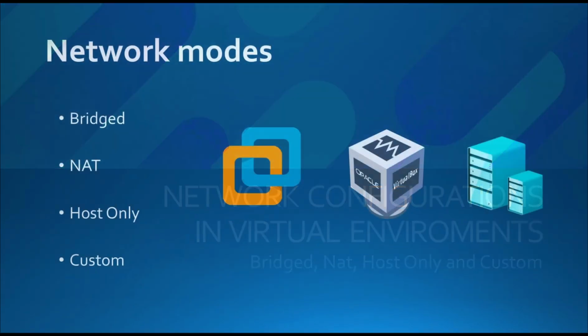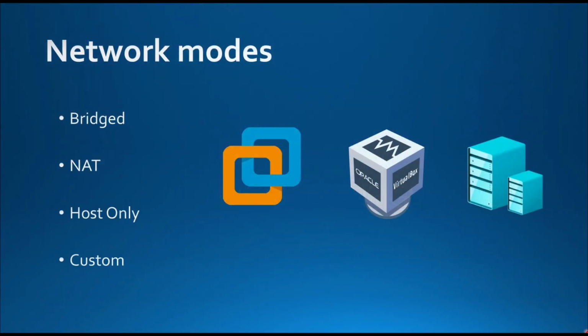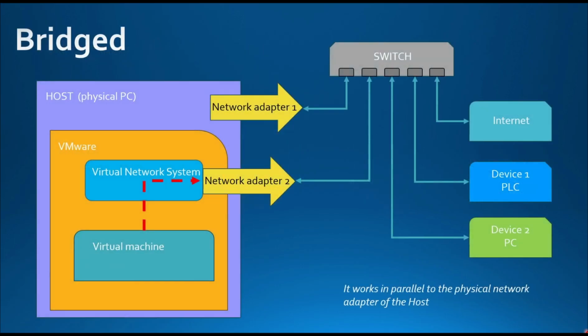Let's get started. VMware offers 5 network modes to connect our virtual machines: bridged, NAT, host only, and custom. Think of them as different ways to connect a network cable to your virtual machine. This video will use VMware's virtualization software as a reference, but the concepts also apply to other virtualization programs, such as VirtualBox or Hypervisor. First, we have bridged mode.